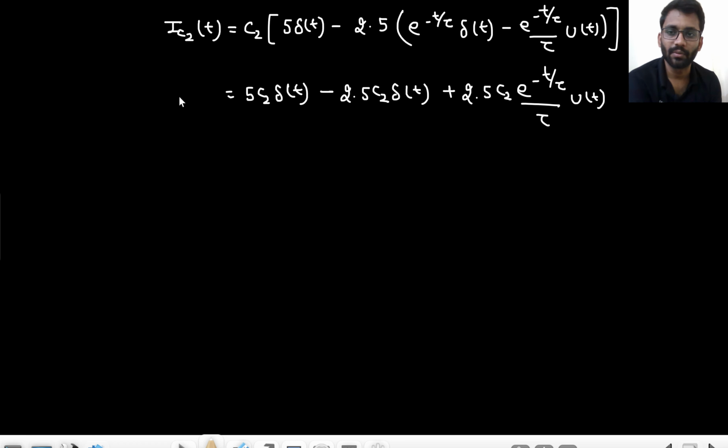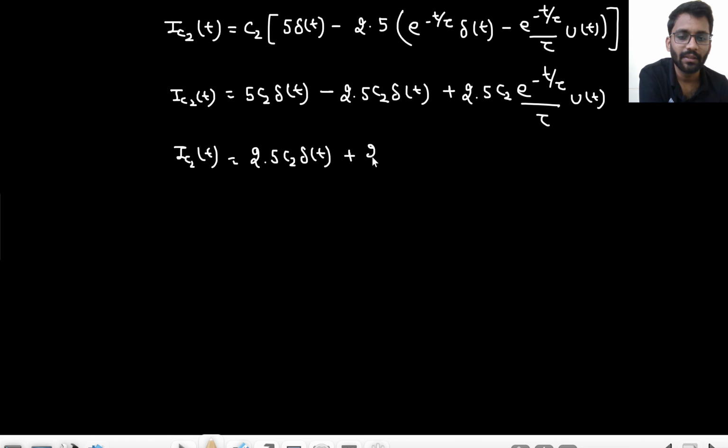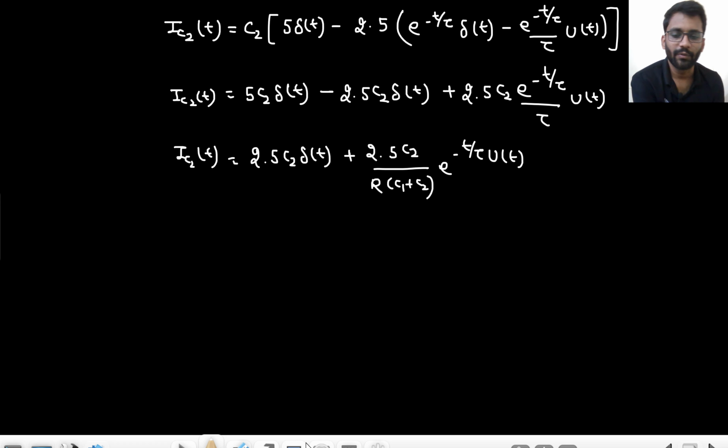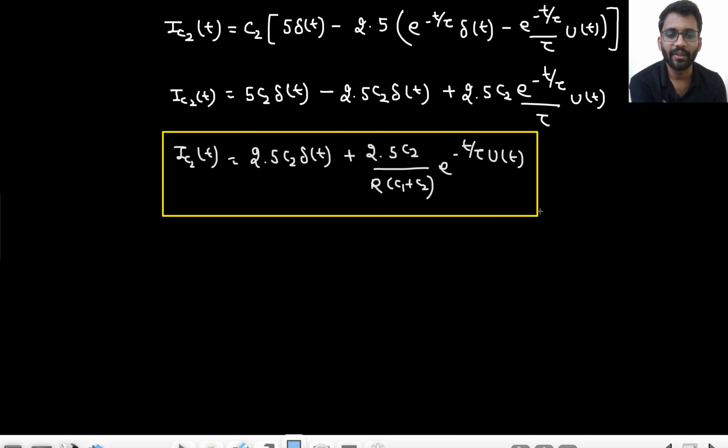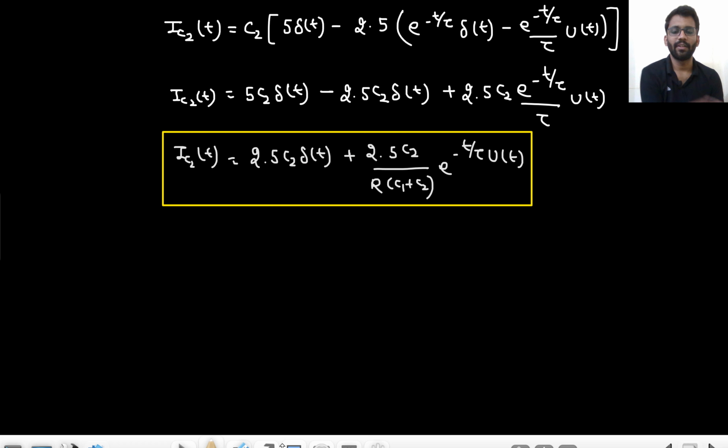right? So finally my IC2(t) would be 2.5 C2 delta(t) plus 2.5 C2 upon R(C1 plus C2) into e to the power minus t upon tau u(t). So if you are differentiating, differentiate with complete concentration, okay? Otherwise you will get the wrong answer, because differentiation is different. You can't take u(t) outside, so u into v you need to apply.